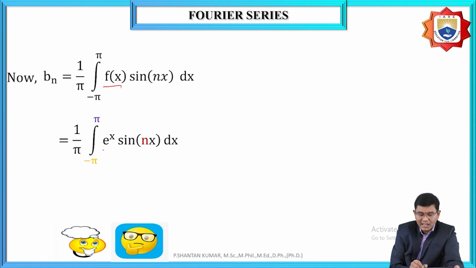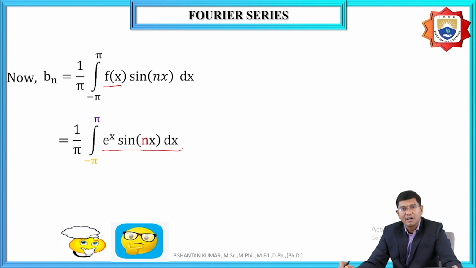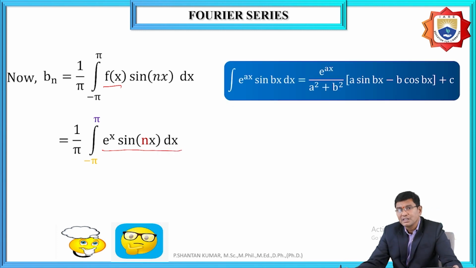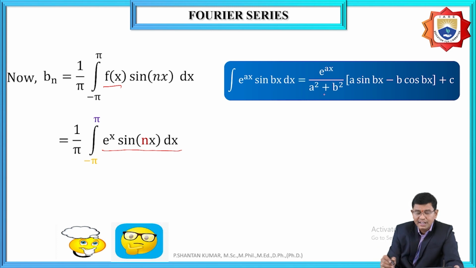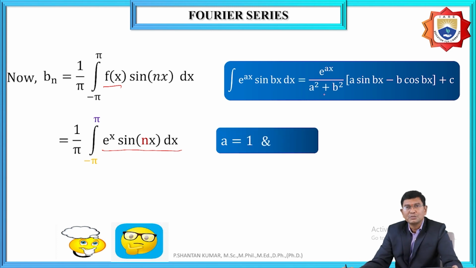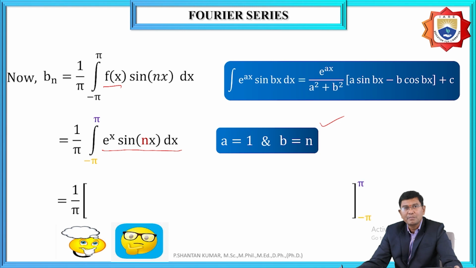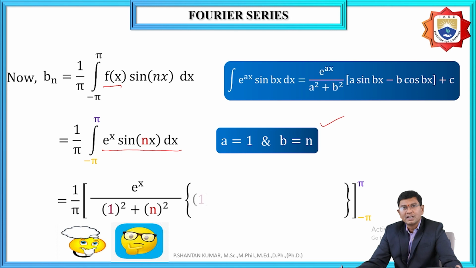And here also, according to the integration by parts formula, integration of e power x into sin bx dx is e power x by a square plus b square into a sin bx minus b cos bx. In this problem, a is 1 and b is equal to n. By replacing these two values in the formula, the problem changes to 1 by pi, the first part is e power x by 1 square plus n square into 1 sin nx minus n into cos nx.